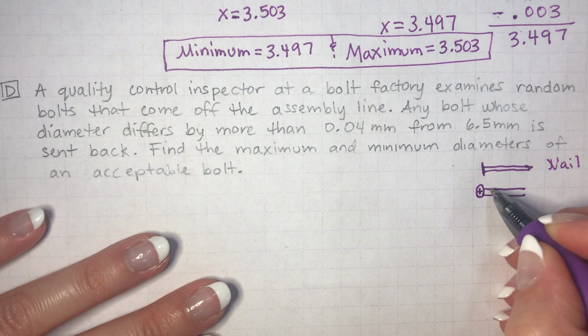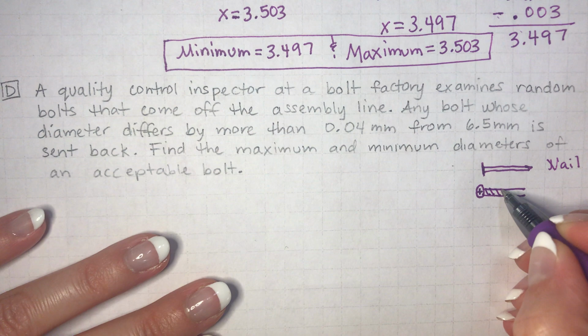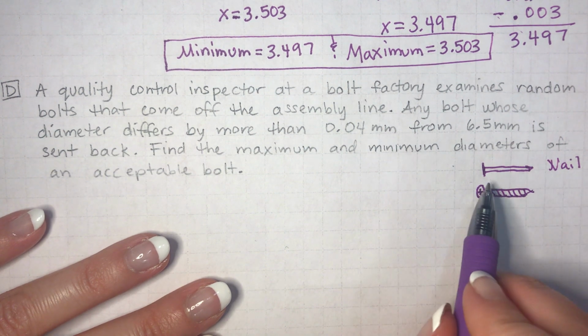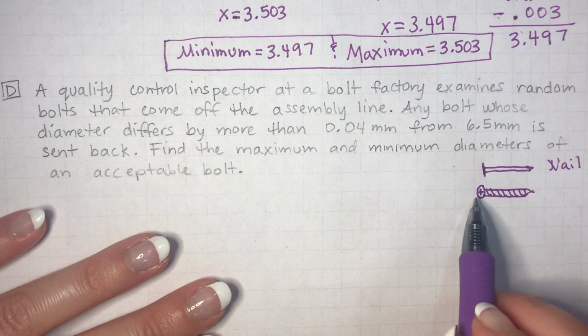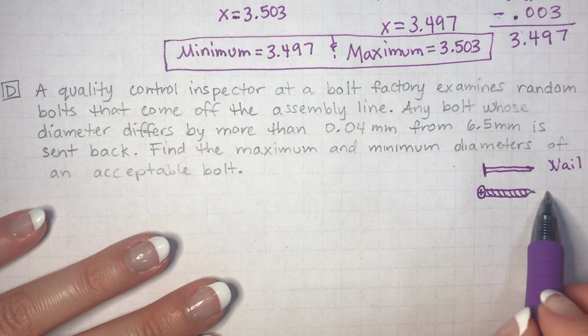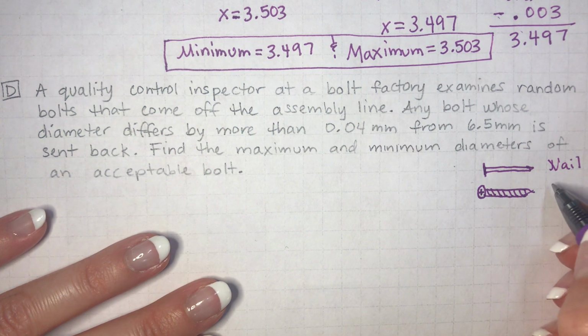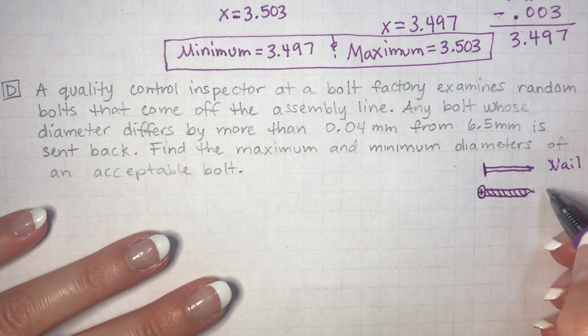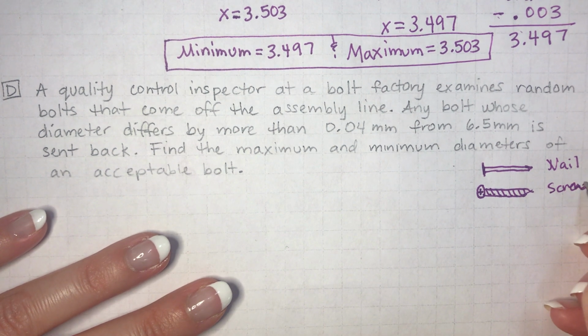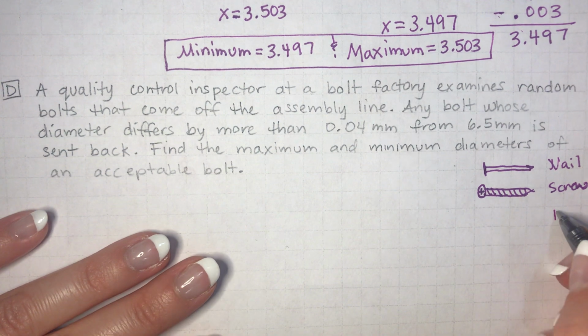There's this thread. It's like a spiral going down, and then it twists in. So instead of being pounded in like a nail, it screws in, and then it attaches two things. This is called a screw. Okay, and then you have bolts.